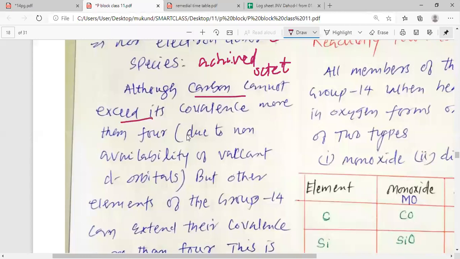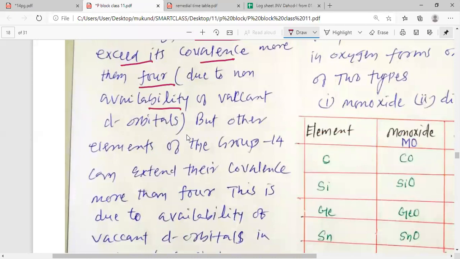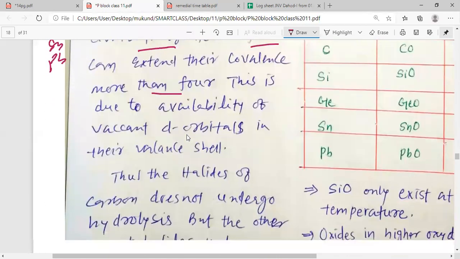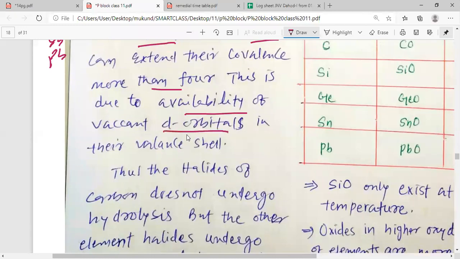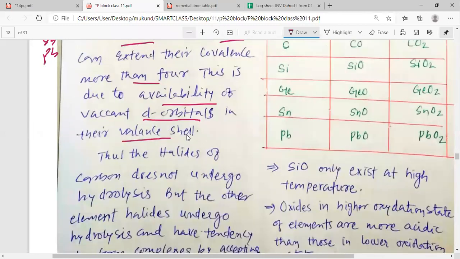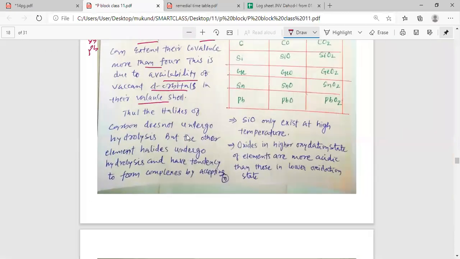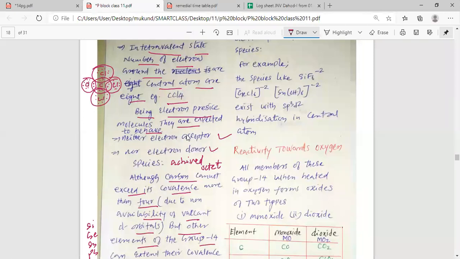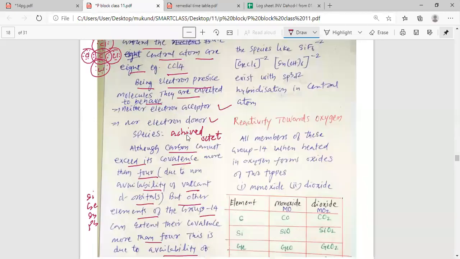Although carbon cannot exceed its covalence of 4 due to non-availability of vacant d orbitals, the other elements of this group, what are they? Silicon, germanium, tin and lead, can extend their covalence beyond 4, due to the availability of vacant d orbitals in their valence shell. So please remember, my dear students, that in the tetravalent state, the compounds of this group's elements are electron precise. Being electron precise, they do not have a tendency to gain or lose electrons.